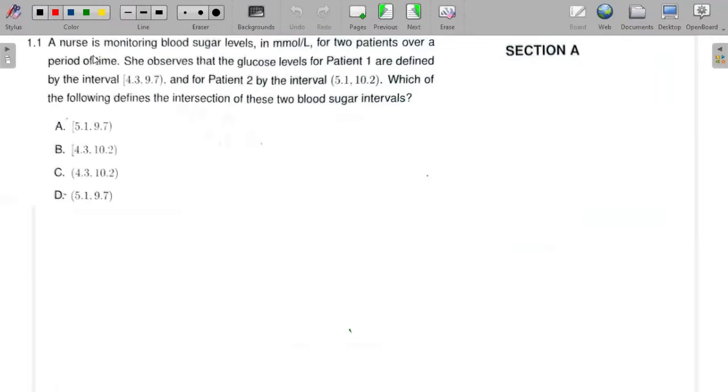So here they're saying a nurse is monitoring blood sugar levels in millimoles per liter for two patients over a period of time. She observes that the glucose levels for patient 1 are defined for the interval 4.3 to 9.7, where the 4.3 is included, the 9.7 is not. And then for patient 2, the interval is 5.1 to 10.2, with both ends not included. Which of the following defines the intersection of these two blood sugar intervals?